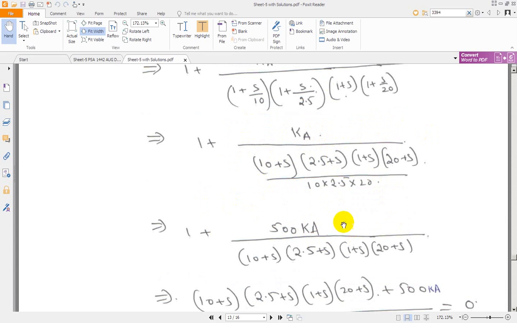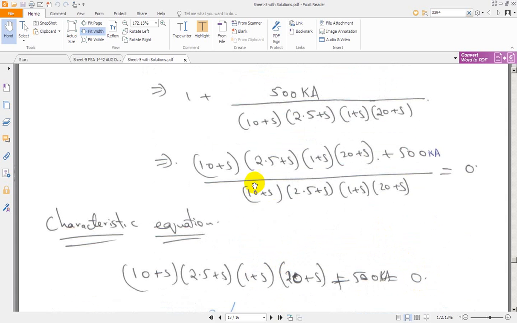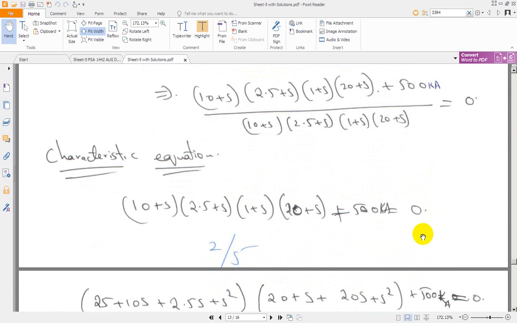You will get this equation: 1 plus 500 KA divided by 10 plus S into 2.5 plus S into 1 plus S into 20 plus S. When you evaluate this, you will get 10 plus S, 2.5 plus S, 1 plus S, 20 plus S, plus 500 KA is equal to 0. This forms your characteristic equation.